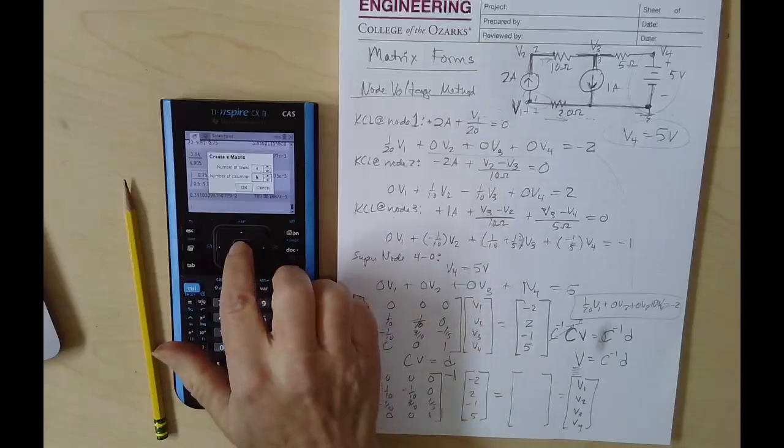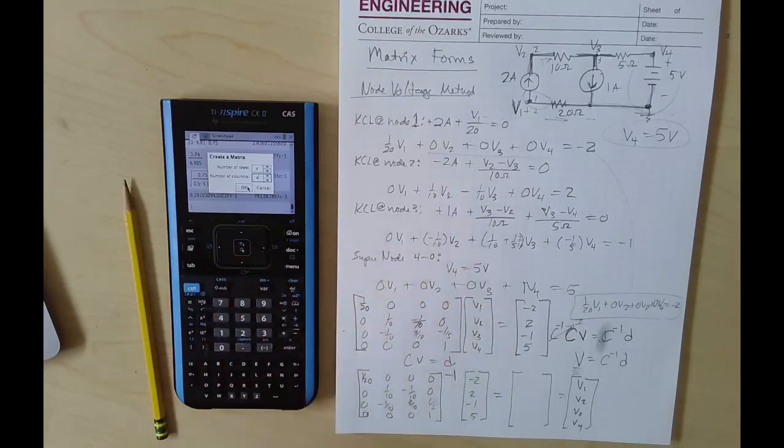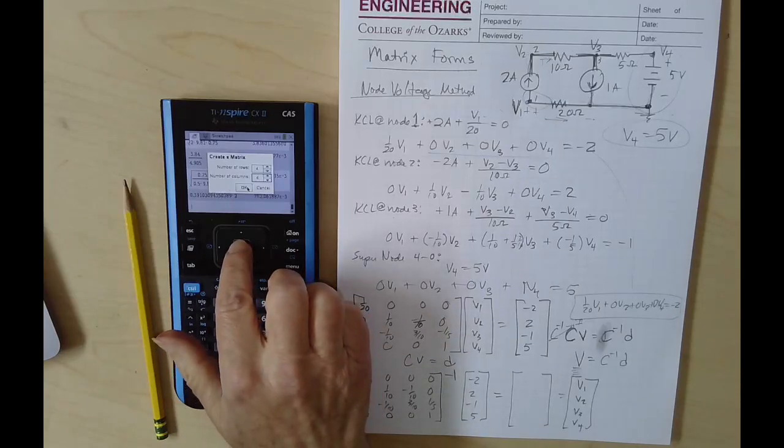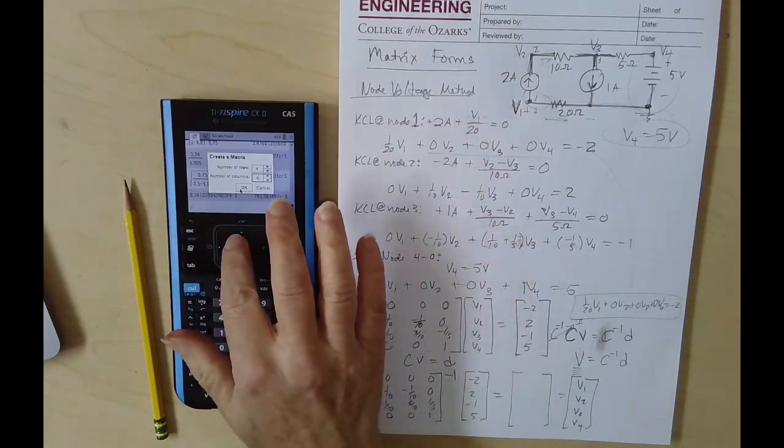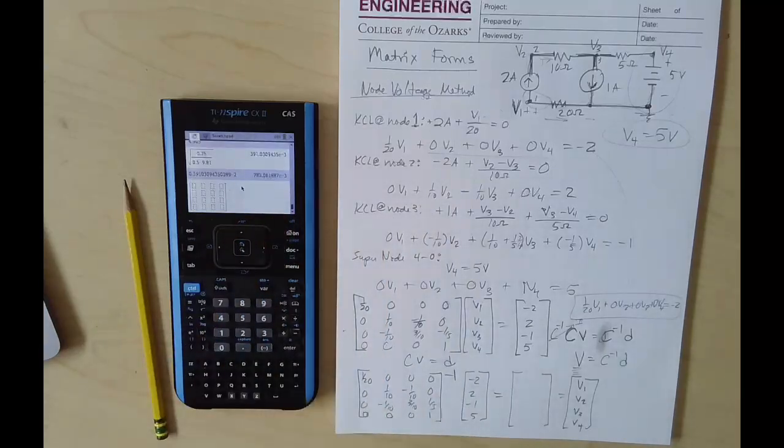To take an inverse, you have to have the same number of rows as you have columns. So we're there, and that's the same. When you want to solve a set of equations or find 4 variables, you have to have 4 equations. So that's where that comes from. So let's hit OK. Now we've got an empty matrix.